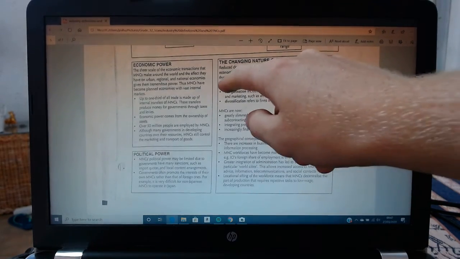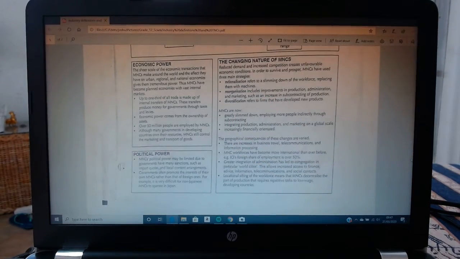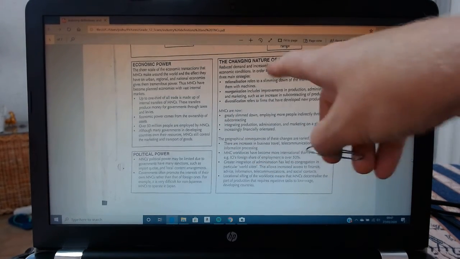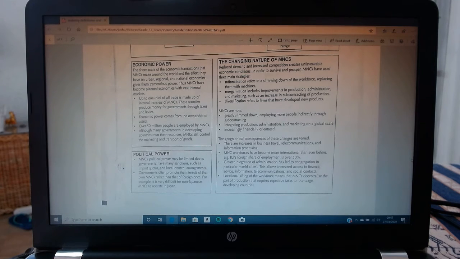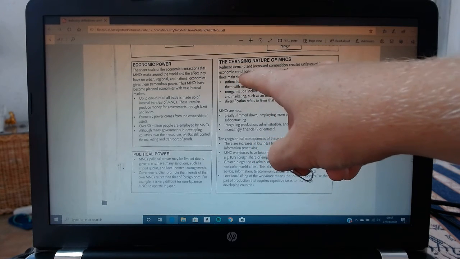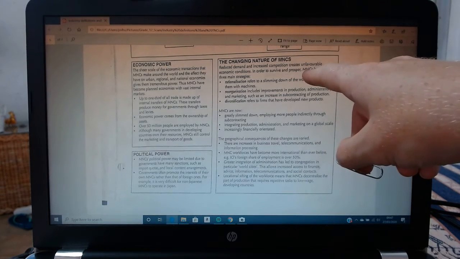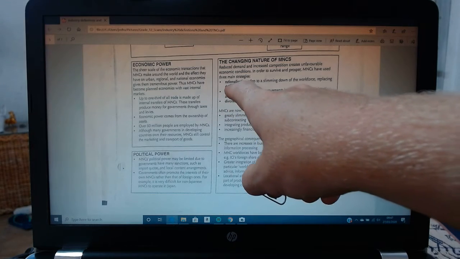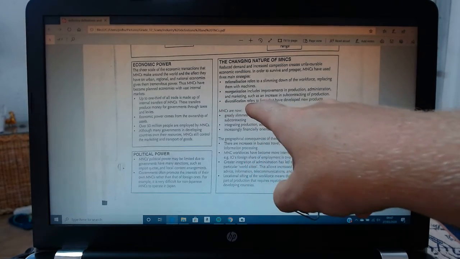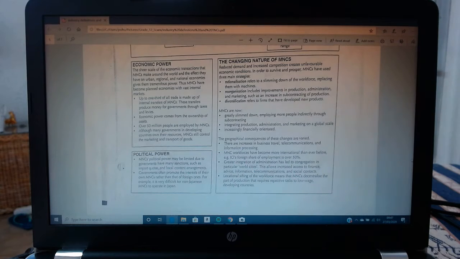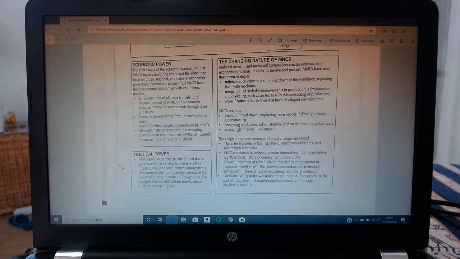Okay, you want to highlight these 3 bullet points here. So reduced demand and increased competition. There's huge competition around the world now, in most sectors. These create unfavorable conditions. In order to survive, multinational companies, that's what MNCs are, have used 3 strategies: rationalization, reorganization, diversification. So we've already talked about that, how firms will try and produce more than just one thing. They'll have those varied interests we talked about right at the start of the lesson. So if that one product isn't selling well, they've got backups.